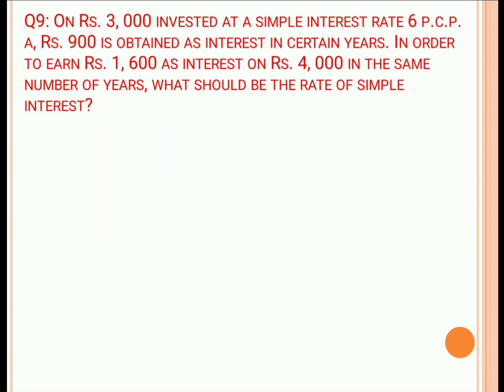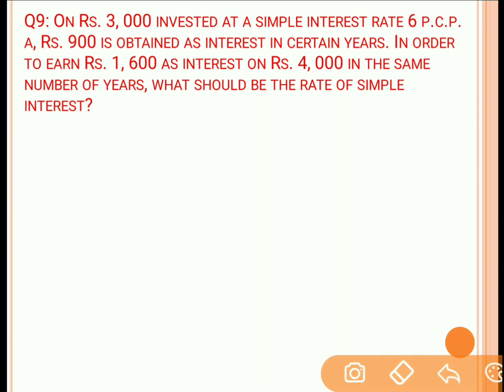Next problem, question number 9. On rupees 3,000 invested at simple interest 6% per annum, rupees 900 is obtained as an interest in certain years. In order to earn 1600 rupees as an interest on 4,000 rupees in the same number of years, what should be the rate of simple interest?